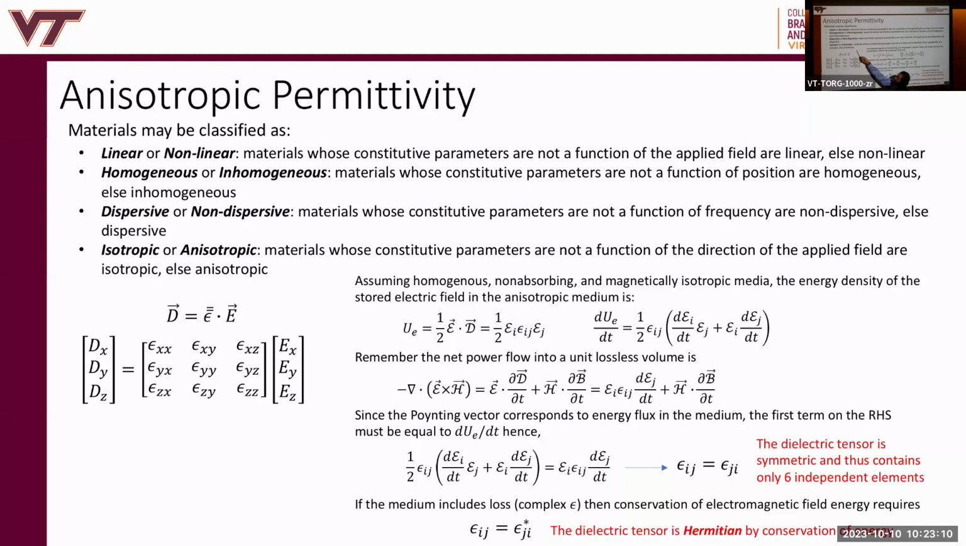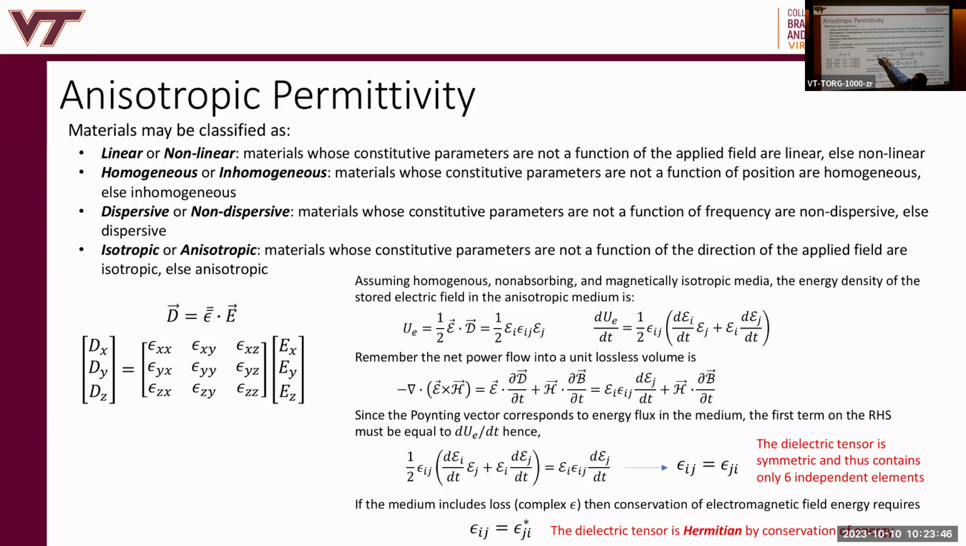So here we have linear, nonlinear, right? Materials whose constitutive parameters, epsilon, mu, sigma, which is how we brought in material media, are not a function of the applied field are linear. Most materials are linear, but we treat them as linear within a certain range of field strengths. If you apply a super strong field, some materials start ripping electrons off and will start to behave nonlinearly. The properties will change once you reach high field strengths. But everything we do here is linear, right?